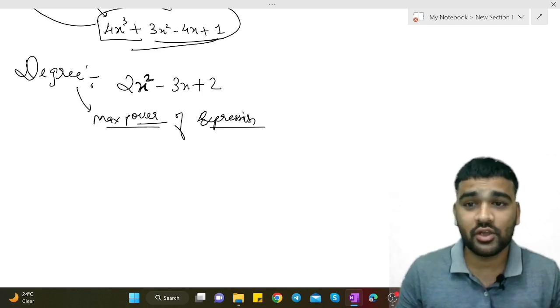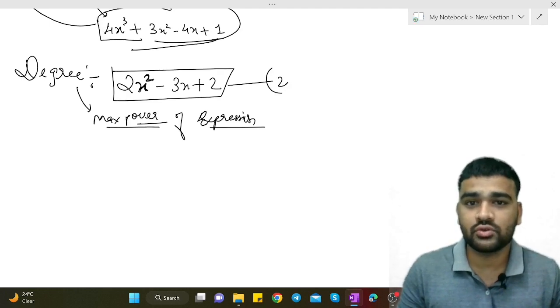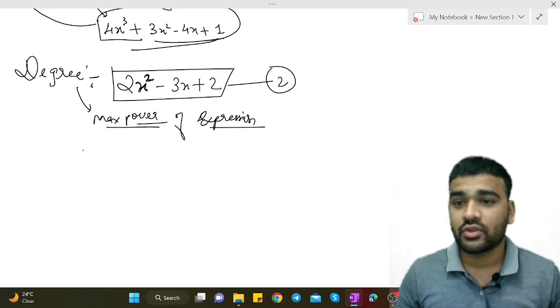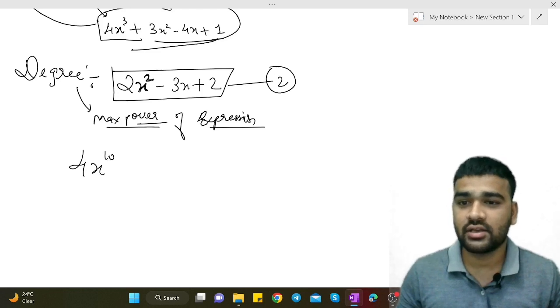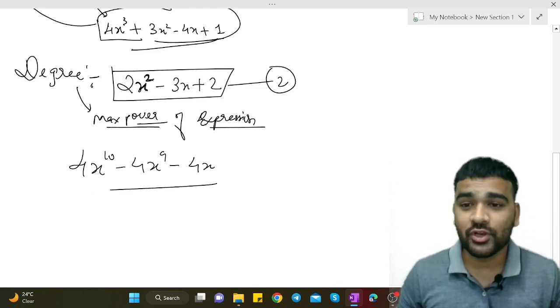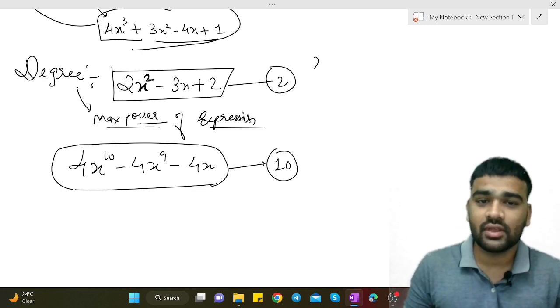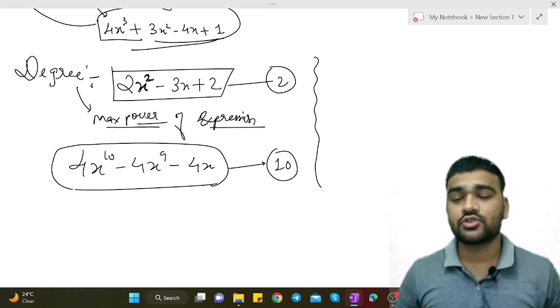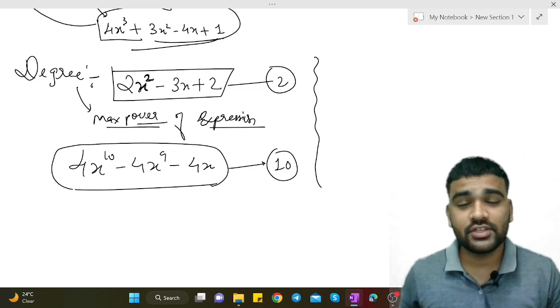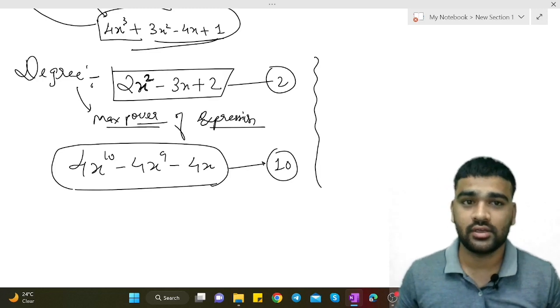So what is the degree of this polynomial? It is going to be 2. If I write x to the power 10 minus 4x to the power 9 minus 4x, what will be the degree of this polynomial? Yes, you guessed right, 10. Now let's categorize polynomials based on the degree.